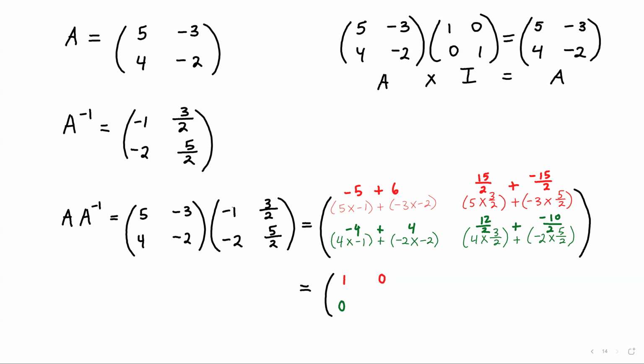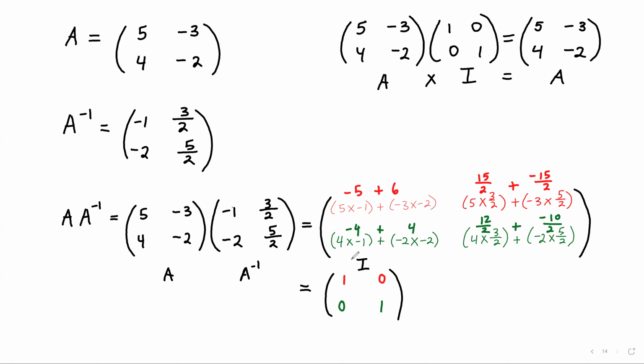Wait, there's a mistake because 12, no, never mind. 12 over 2 is 6 and negative 10 over 2 is 5. So 6 take away 5 is 1. So there's no mistake. So there you go. And 1, 0, 0, 1 is the identity matrix. So this is the proof that A times its inverse is equal to the identity matrix 1, 0, 0, 1.